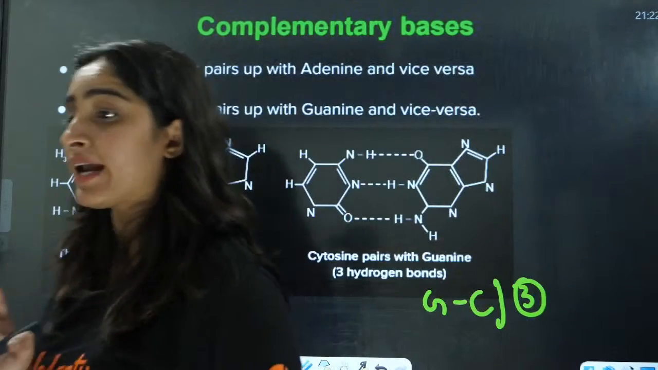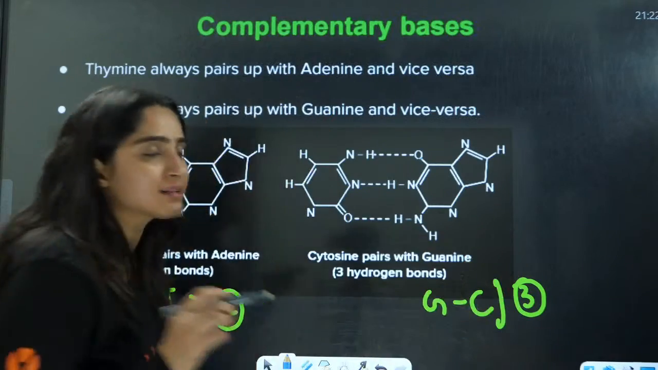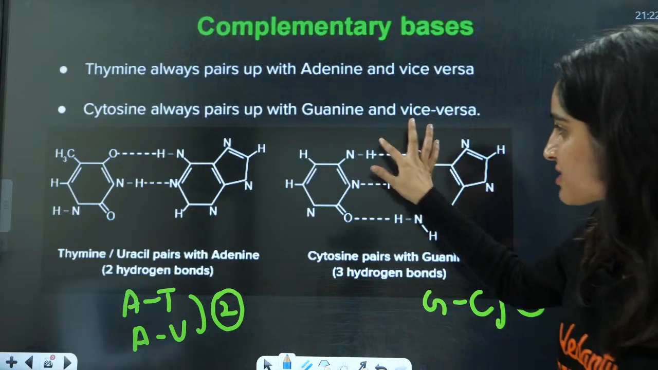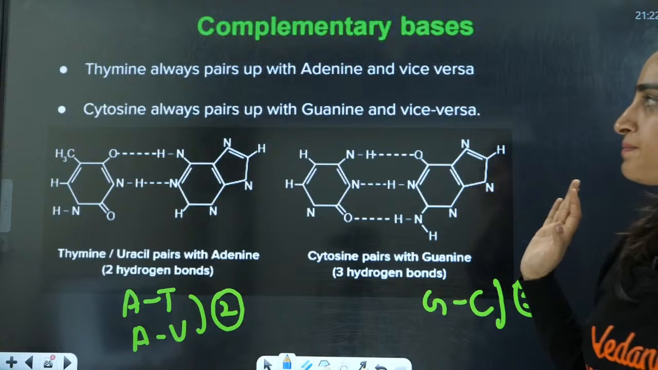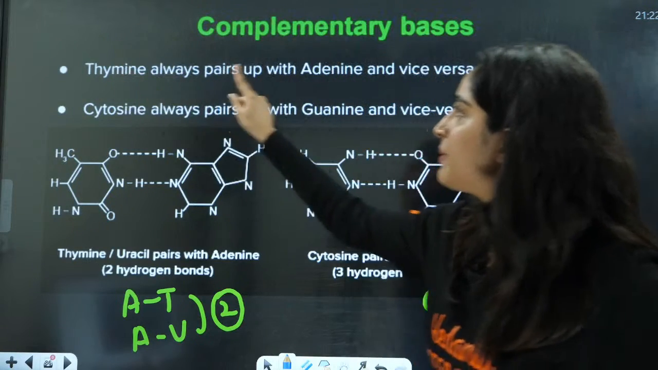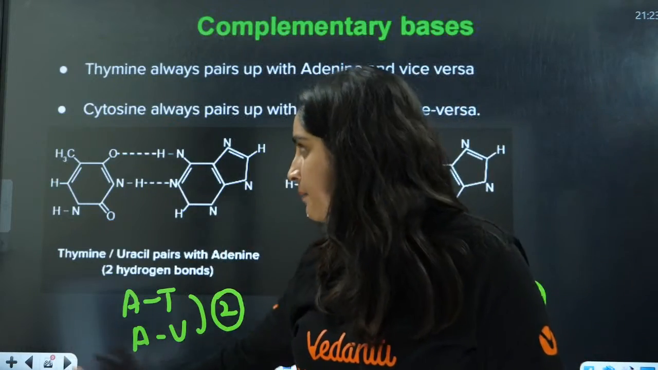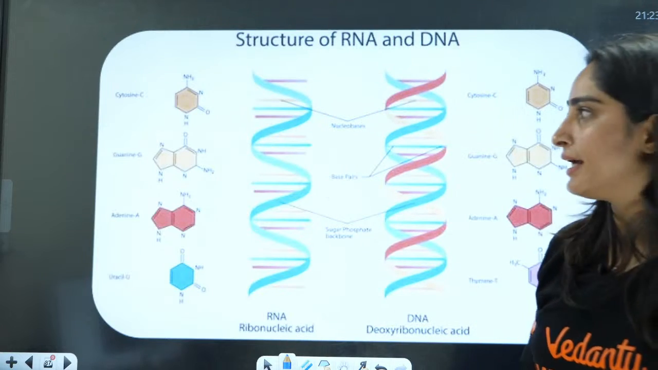This question can be directly asked in your exams. How many hydrogen bonds are there in AT or AU or GC? It has 3 hydrogen bonds in GC. Cytosine is always paired with guanine and vice versa. Then thymine is always paired with adenine and vice versa. Perfect. Next, you can see the structure of RNA and DNA here.